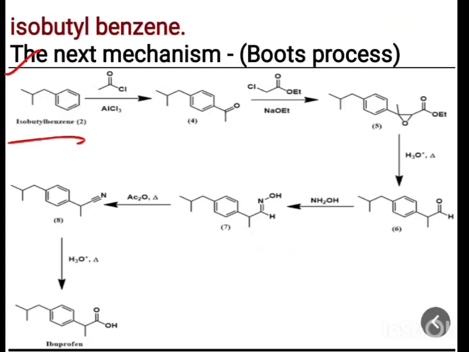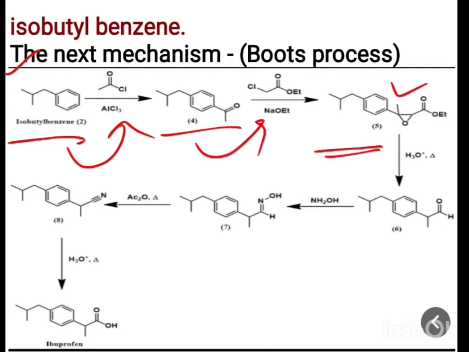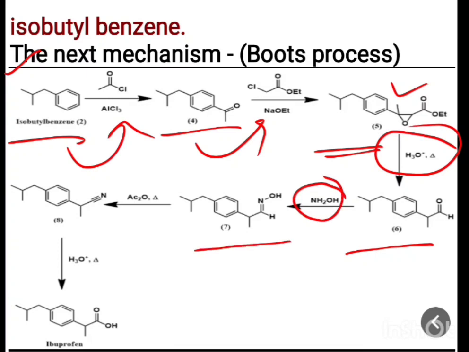So first one isobutyl benzene, then it reacts with Lewis acid. Lewis acid activates the C=O group, so we get this product. Then it reacts in the presence of NaOEt, we get this product. There should be an epoxide formed. Then H3O+ and heat, that should open the epoxide, and we react with hydroxylamine, so an oxime is produced.